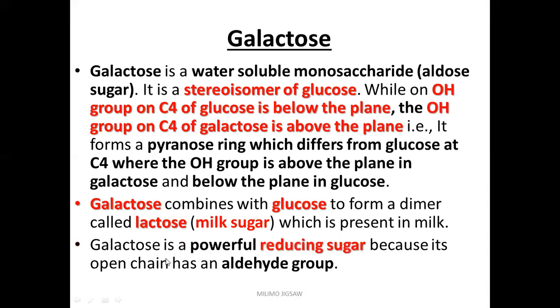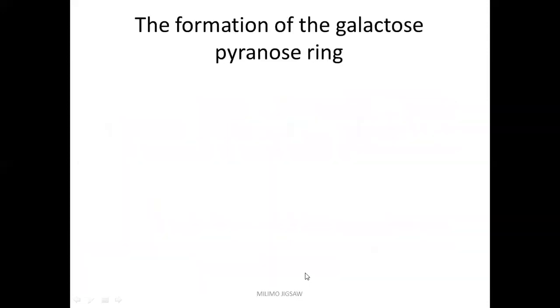And then we also note that galactose is a powerful reducing sugar because in its open chain, it has an aldehyde group. So it's a powerful reducing sugar because of it having an aldehyde group.